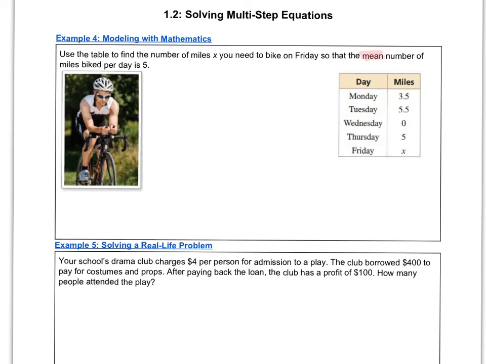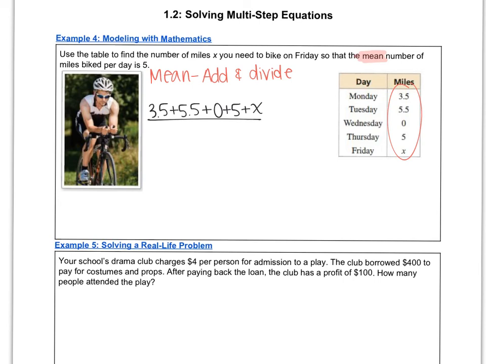Mean, let's review that word. Mean is defined as average. We find the mean, or the average, by adding all the numbers together and then dividing by the total number of entries we have. So let's add all of them up together. Let's add 3.5 plus 5.5 plus 0 plus 5 plus x, and then divide by how many we have. Well, there's 5 days there, so I'll divide by 5. I want that mean number to be 5, so lots of 5s there.